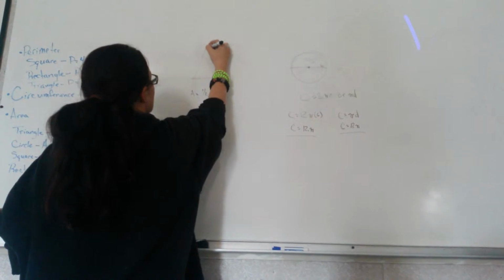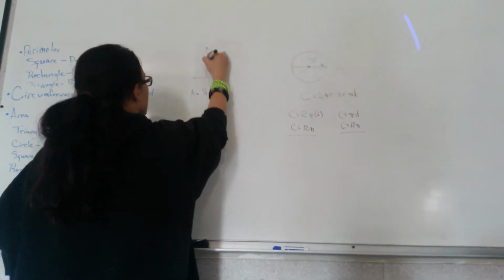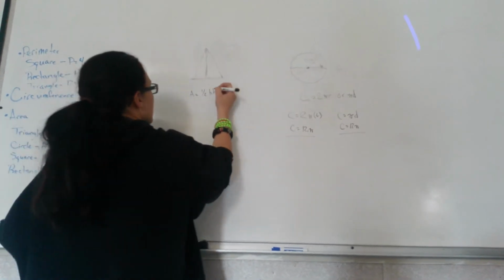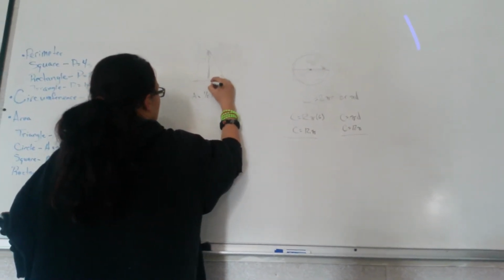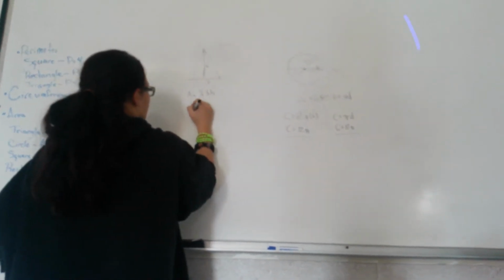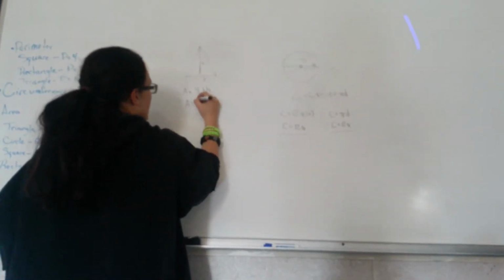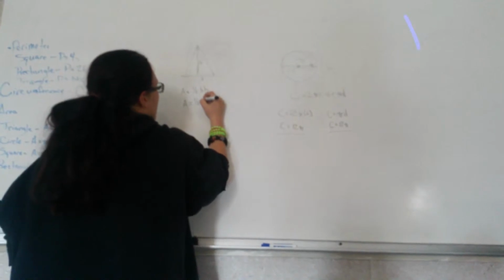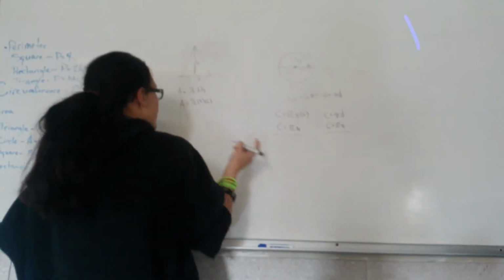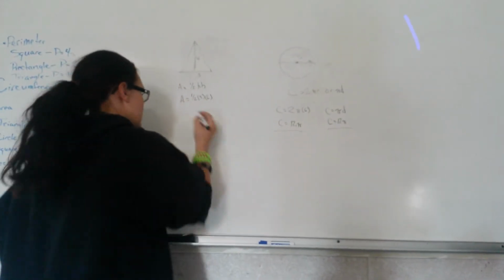Your height is going to go along the center, right here. It's your height. I know it's a funny looking line. Get over it. Let's just say that your base is 3 and your height is 6, and so it's going to be A, which is area, equals 1/2 times 3 times 6. And 3 times 6 is 18.